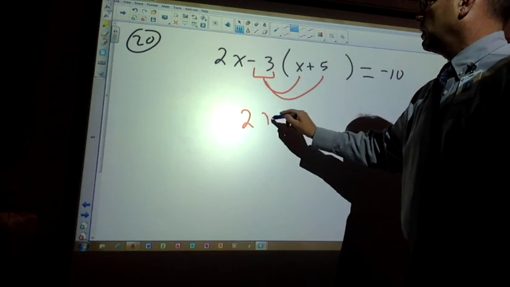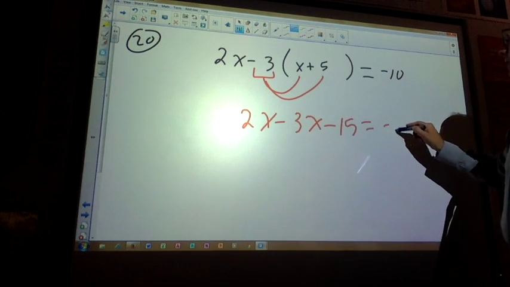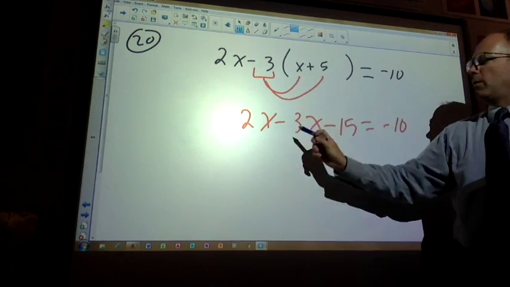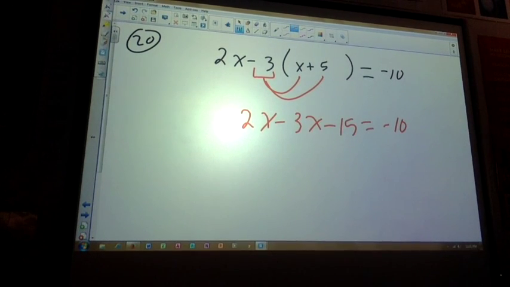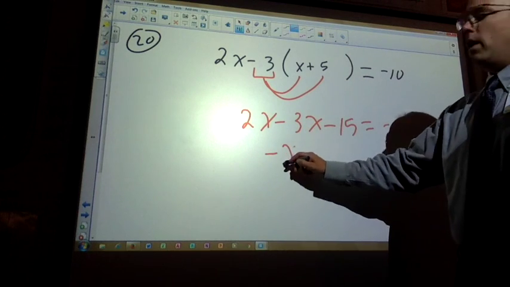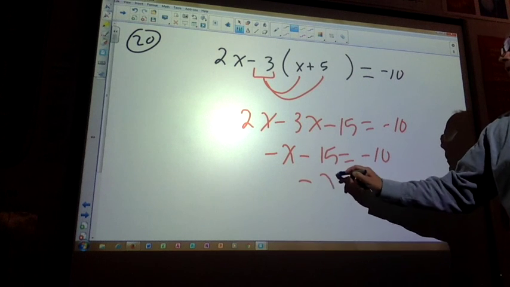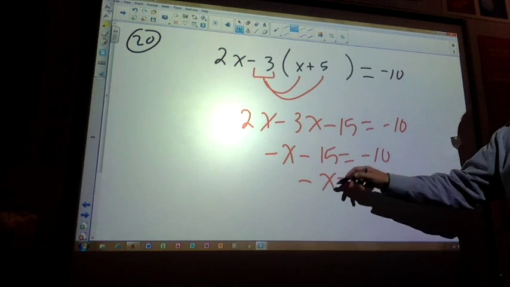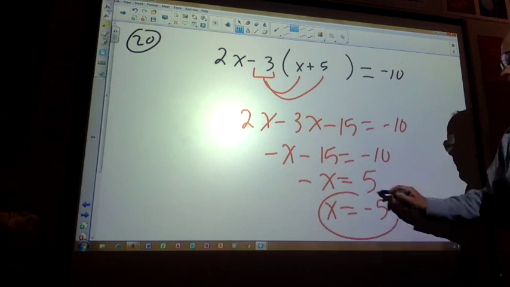So I have negative 6x plus 9 minus 3x minus 15 is equal to negative 10. Do you guys all understand why that's a negative 3x and why that's a negative 15? Is anyone stuck on that? That's a big error a lot of times, and it's easy to forget about. The negative needs to distribute over the parentheses as well. Combining like terms, I get negative x minus 15 is equal to negative 10. Add 15, so I get 5. Don't want a negative variable, multiply both sides by negative 1. So there's my answer.